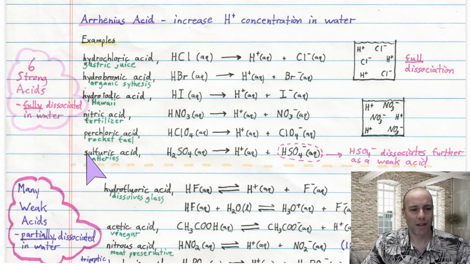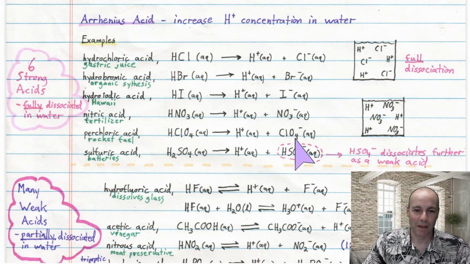Sulfuric acid is used in lead-acid batteries, for a long time now, since the 1800s. And sulfuric acid is actually a diprotic acid. It has the ability to release 2 protons per molecule, but it's only the first proton which comes off fully. So every molecule releases its first proton. So there is the proton, and the conjugate base is that bisulfate anion.